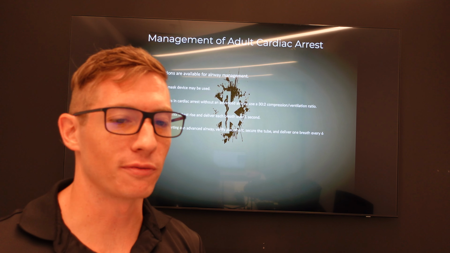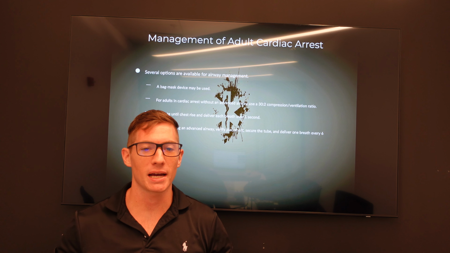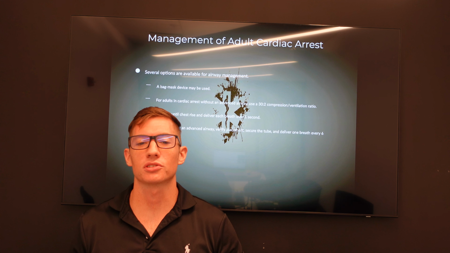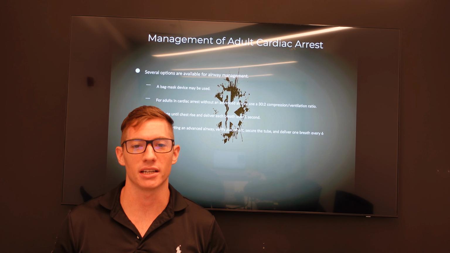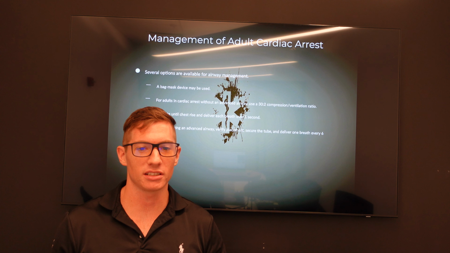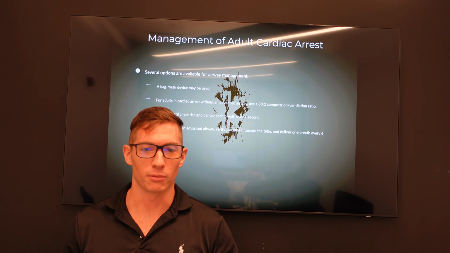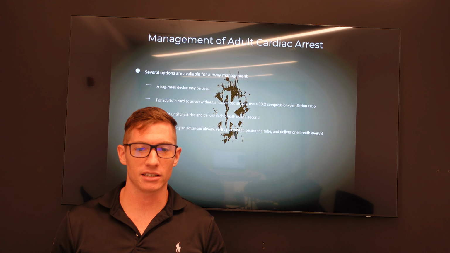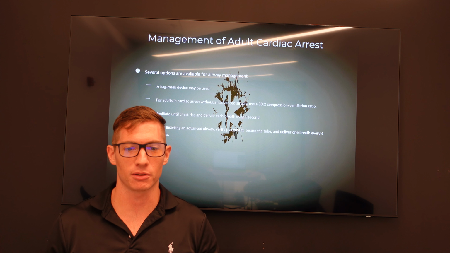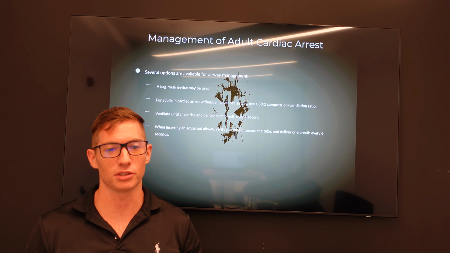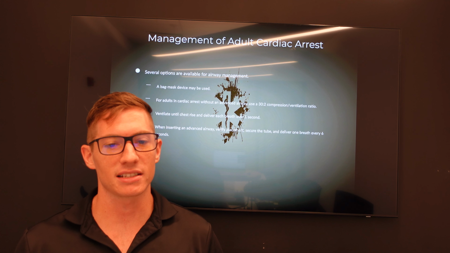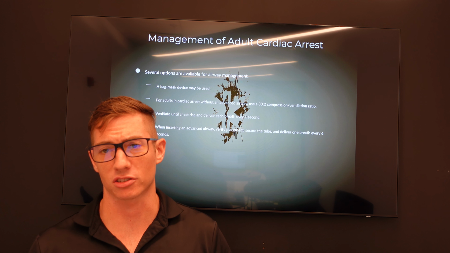Several options are available for airway management. You have a bag mask that can be used for resuscitation efforts. It's going to be easier to ventilate. For adults in cardiac arrest without an advanced airway, use a 30-to-2 compression to ventilation ratio. We're going to ventilate with just enough volume to produce visible chest rise and fall, and deliver each breath over about 1 second. If the decision is made to insert an advanced airway, then confirm placement by multiple methods, including waveform capnography, and secure your tube. Deliver 1 breath every 6 seconds, 10 breaths per minute, without interrupting chest compressions.